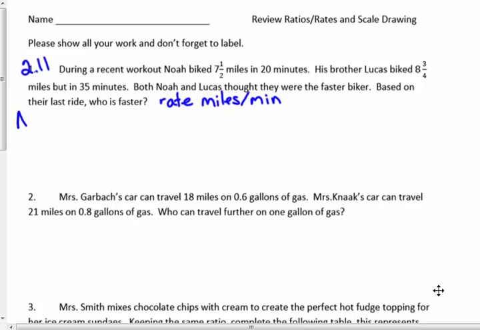So Noah, I'm just going to put an N here, was at 7.5 miles per 20 minutes. Well, what is he doing per minute? So if I take 7.5, which is 15 halves, and I divide it by 20, keep it, change it, flip it, is like multiplying by 1/20th. I can cross cancel 5s out of 15 and 20, and I get that Noah can go 3 times 1 is 3, 2 times 4 is 8. He can go 3/8 of a mile per minute.